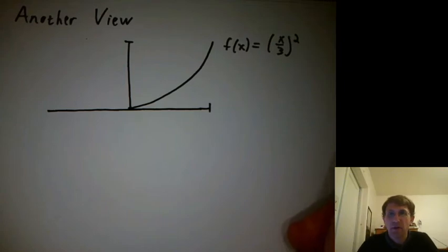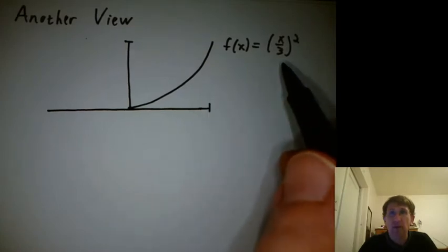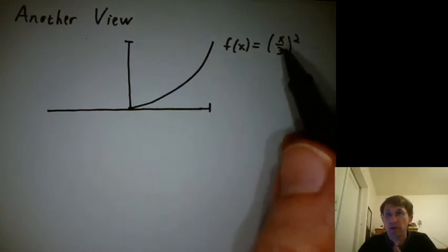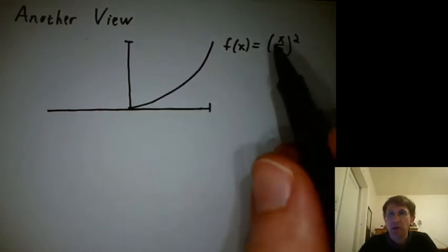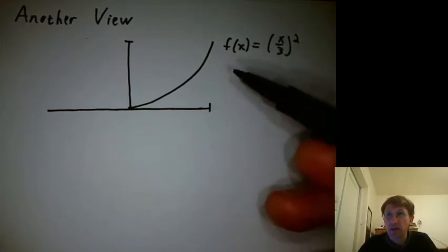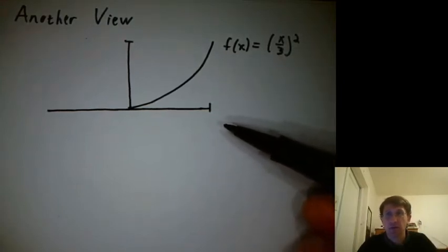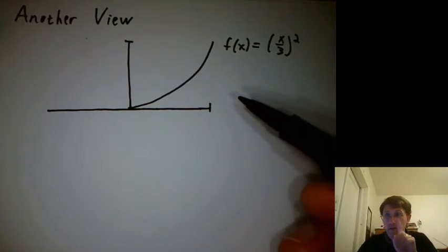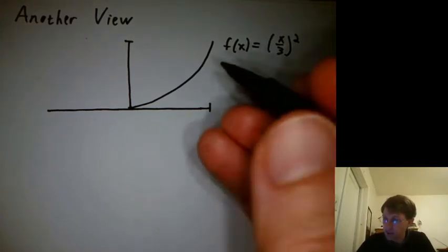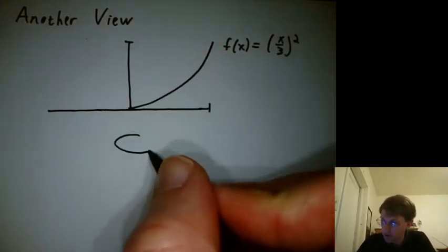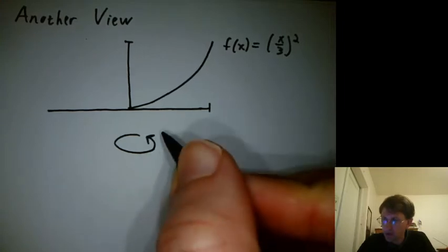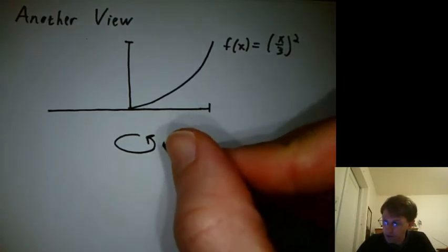Let's look at another view of this whole rotating around an axis issue. Let's say I have this curve, which is (x/3) squared, and I'm going to rotate it, but I'm not going to rotate it around the x-axis like I've been doing with my other curves. I'm going to rotate it around the y-axis, so make kind of a bowl shape. So I'll do a symbol that I hope gives the idea that we're rotating around the y-axis.